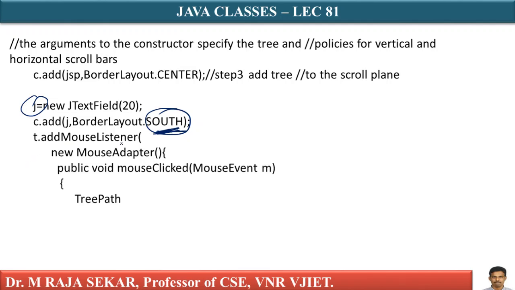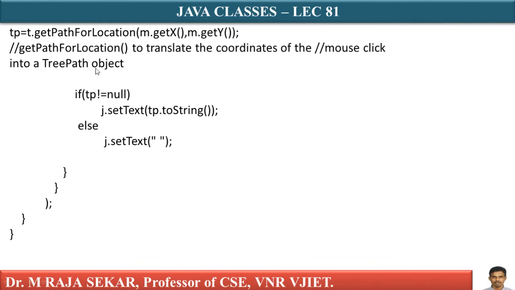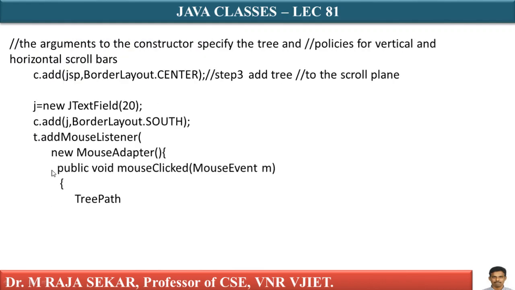Here, add mouse listener. I already discussed what mouse listeners are in my previous lecture series. I can click with the help of the mouse to get various options. I am just implementing the mouse listener. What is this? If top not equal to null, t dot string j else j dot text. This particular code is useful. It is simple code actually. T dot get path for location, where the path location means m dot get x, m dot get y. Try to recall, in previous lectures we discussed get x and get y.